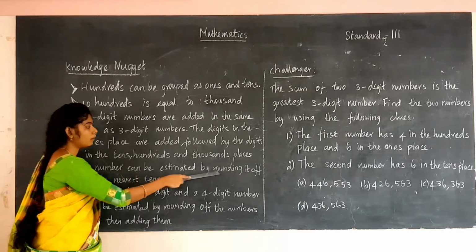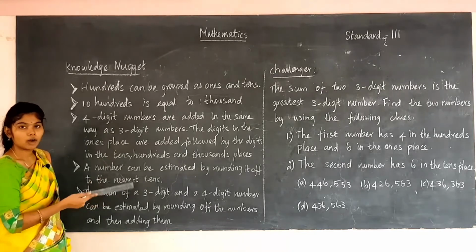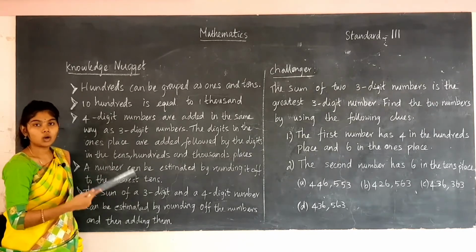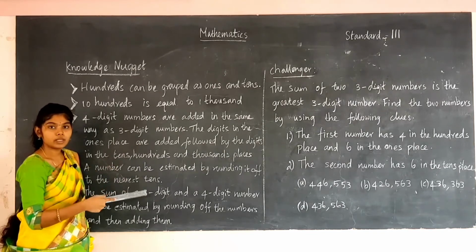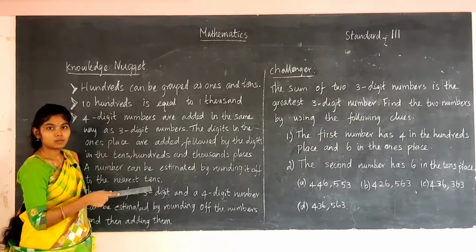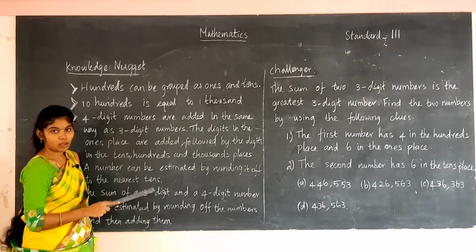A number can be estimated by rounding it off to the nearest 10. To the nearest 10 we have to round off. You know how to round off the number. First we have to look at the ones place number. If it is less than 5, you have to write 0 in the ones place. Write the tens place number as it is, and the remaining numbers also the same.